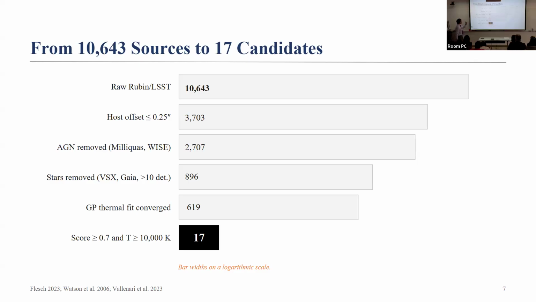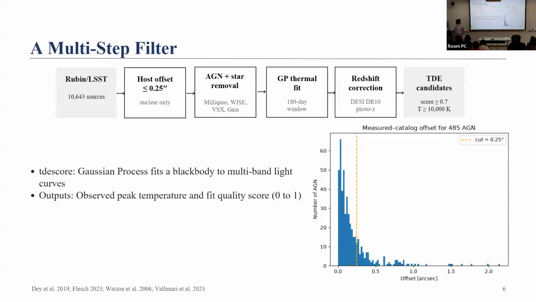Host offset was our biggest filter. As I said, it was able to cut almost two thirds of our sources. Then we removed the AGN, then we removed the stars, and then we did the GP thermal fit, where 619 were the only promising candidates that had enough data for us to do the GP thermal fit. So we try to apply these filters that will help us reduce as many sources as we can.